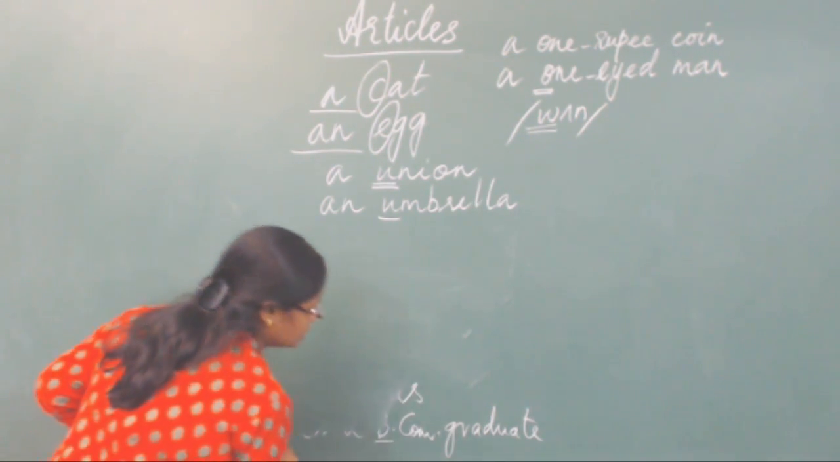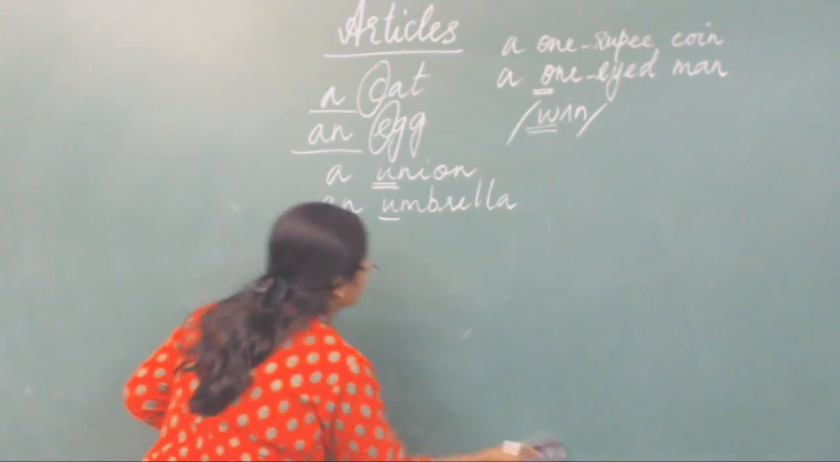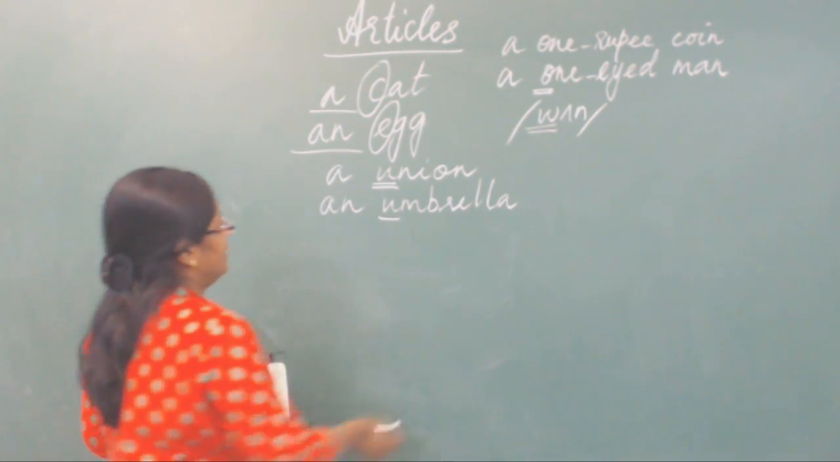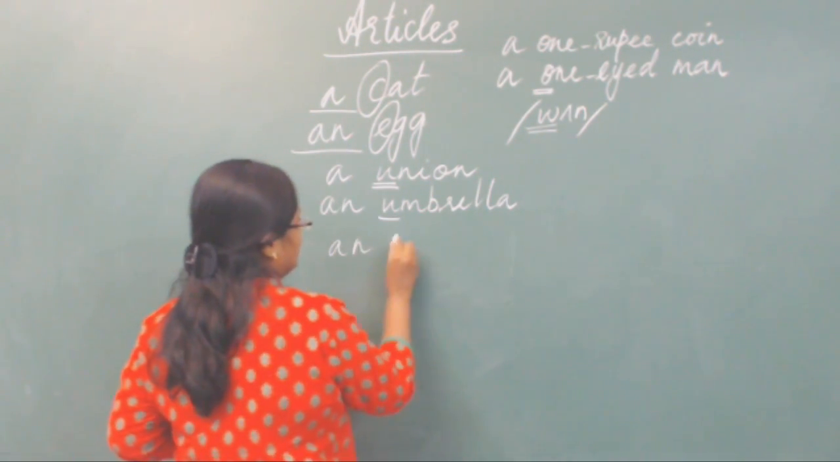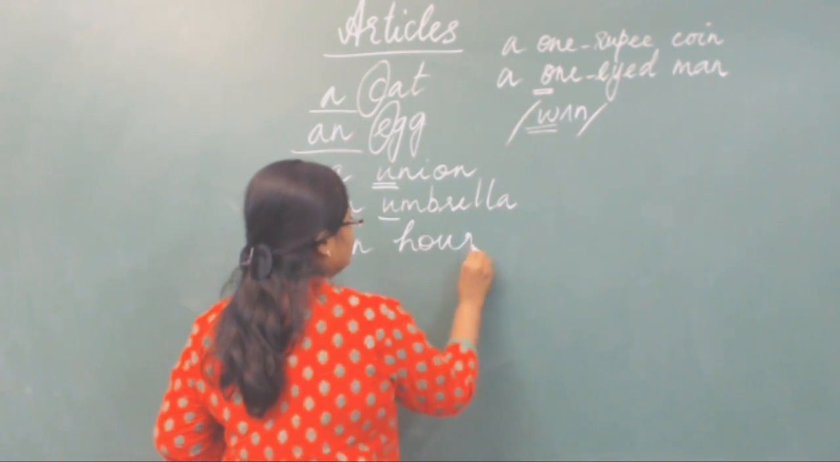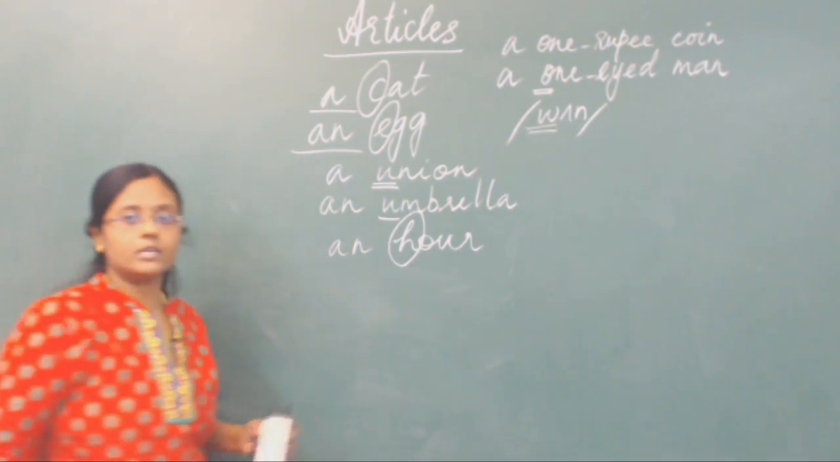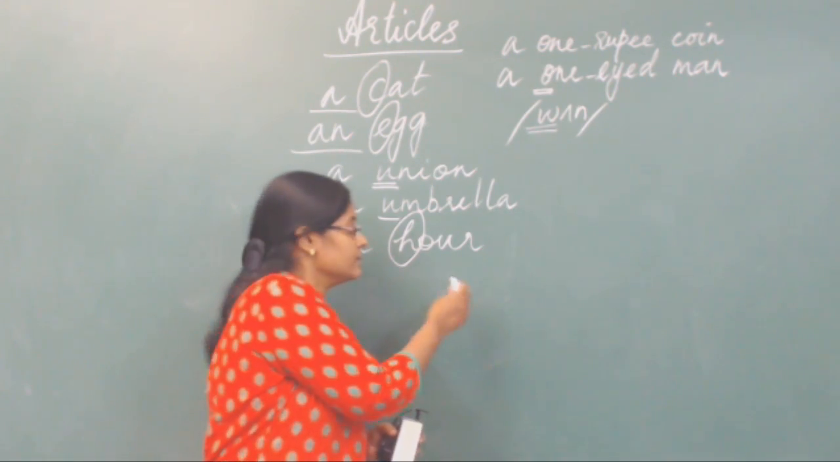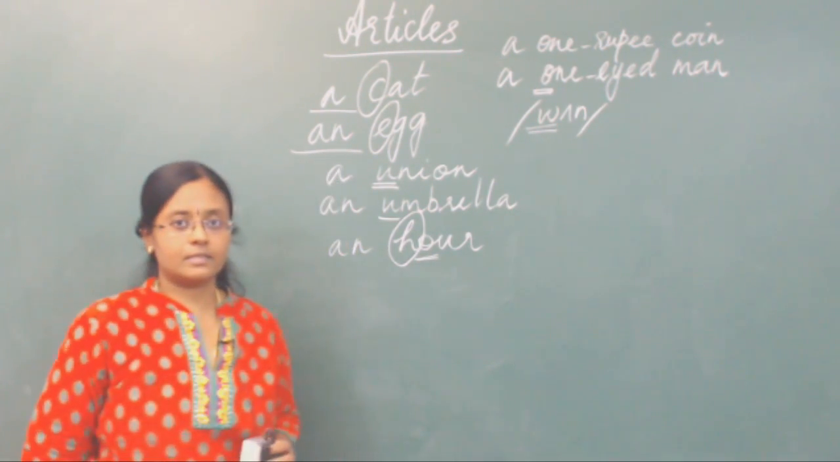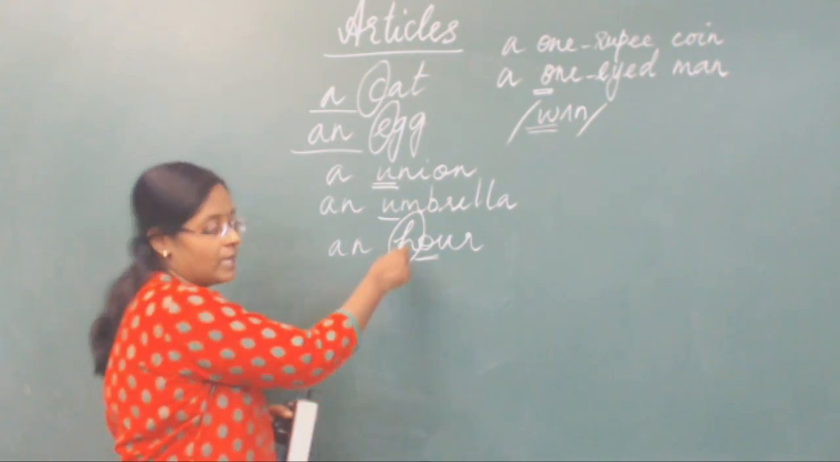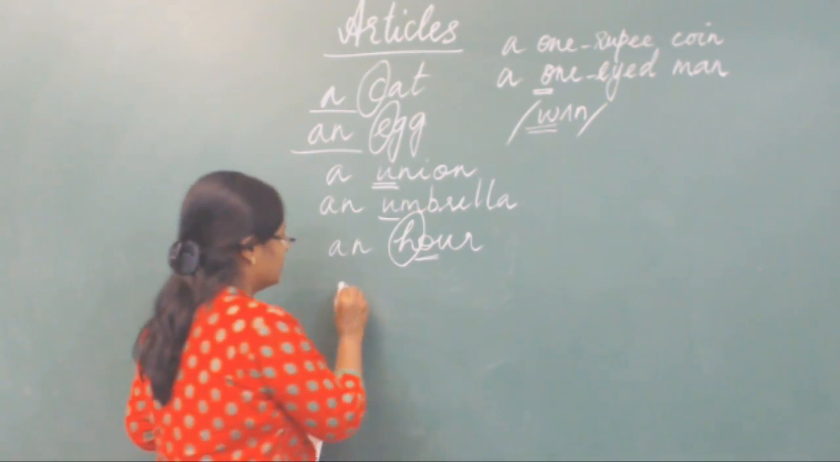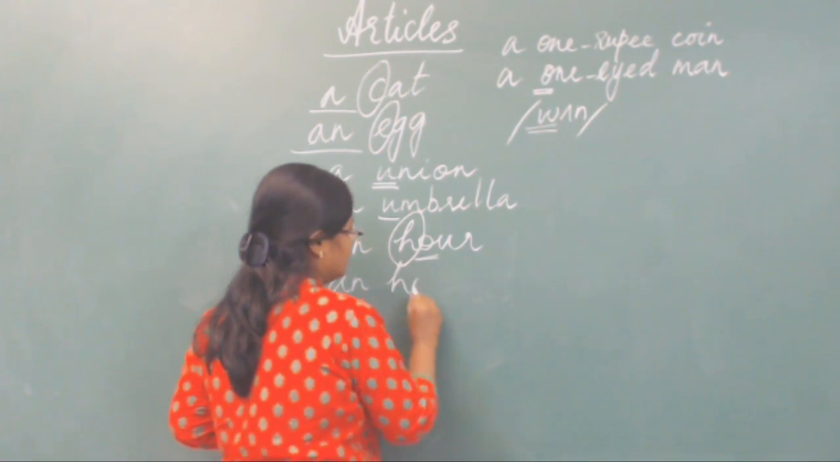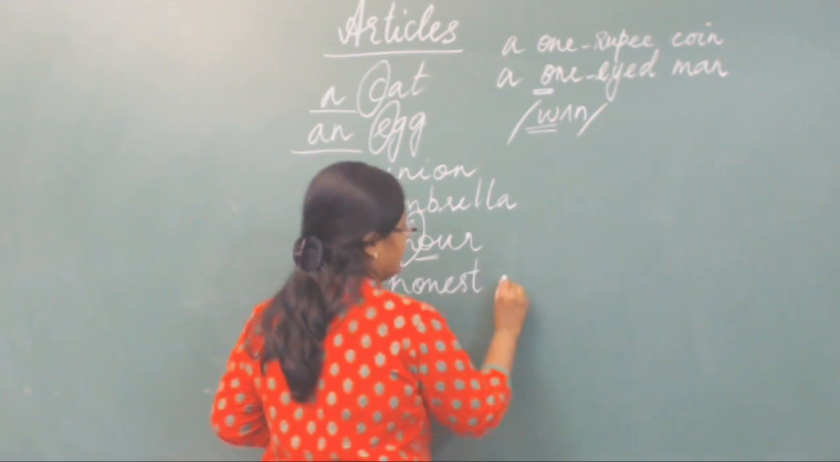And there are some words that begin with a consonant but have a vowel sound, like an hour, because here the letter H is not pronounced, it is silent. So what is the next letter? Is the vowel sound, the vowel letter as well as the vowel sound. An honest man.